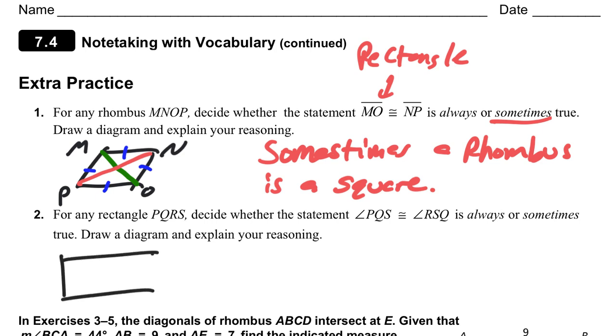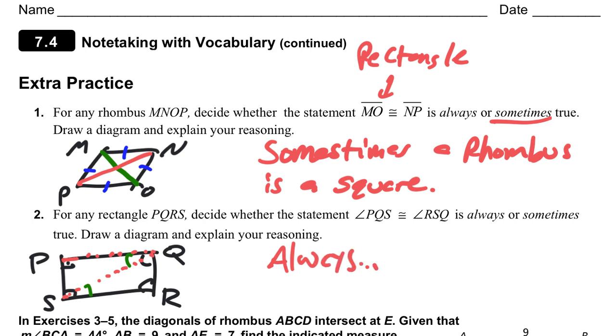Now, the next one says for any rectangle PQRS. So here's my rectangle, PQRS. And we know this is a rectangle. We have our four right angles. It says angle PQS. So that's this guy right here. Is congruent to RSQ, which is down here. And this is going to be an always.